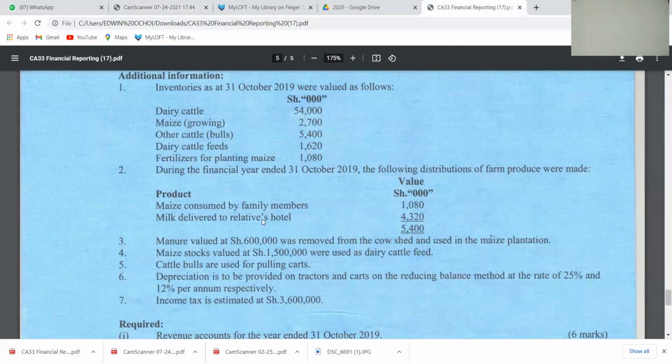Then milk delivered to relatives, hotel. Who can try this? Milk delivered to the relatives, hotel. Someone?